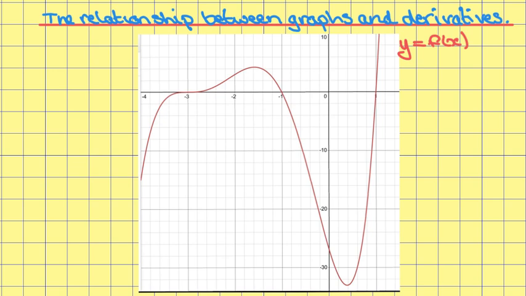In this video, we're going to look at the relationship between graphs and their derivatives. So we've got a graph, y equals f of x. I'm going to use the analogy which is close to my heart, Istanbul. In Istanbul, we have got a lot of hills, so I'm going to use the analogy of walking up and down hills. So let's look at what we've got.